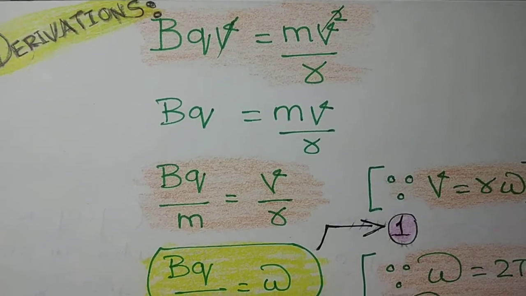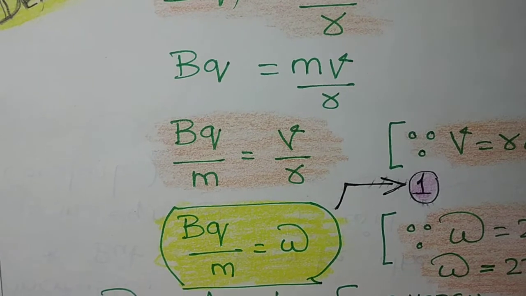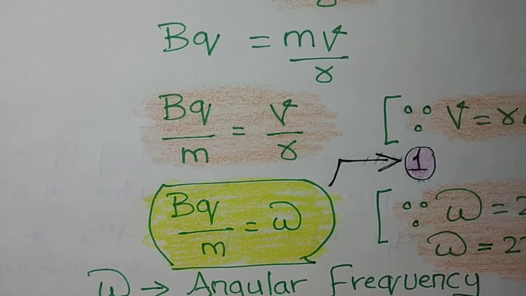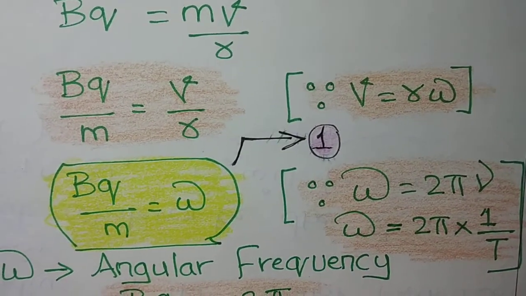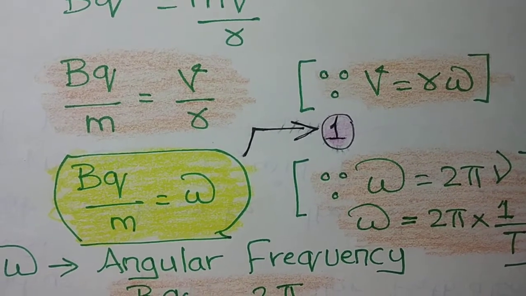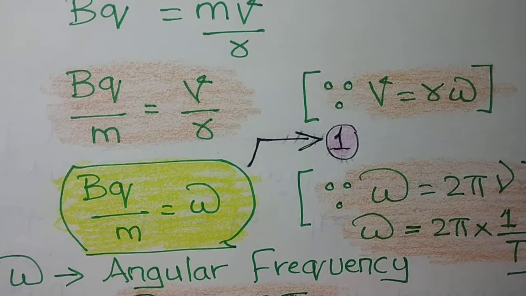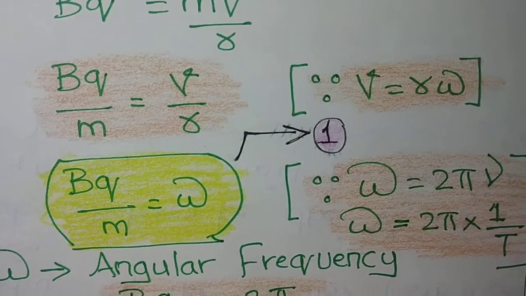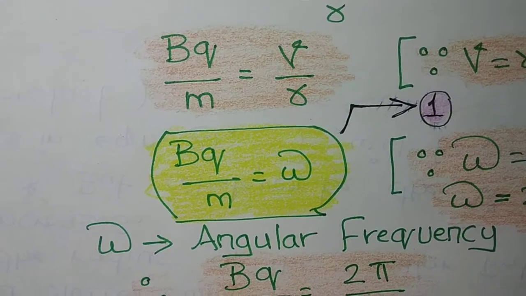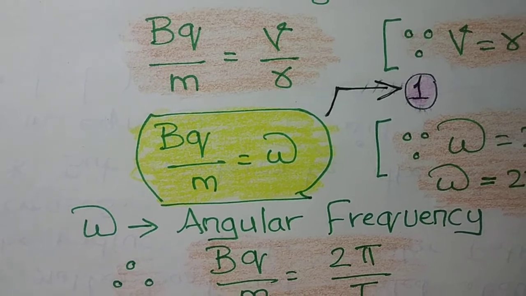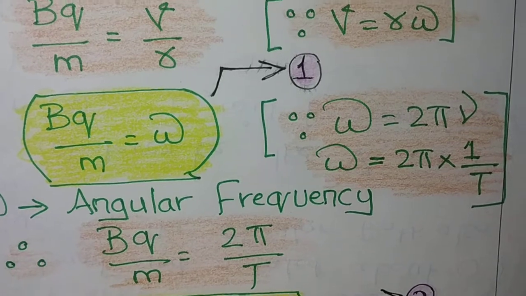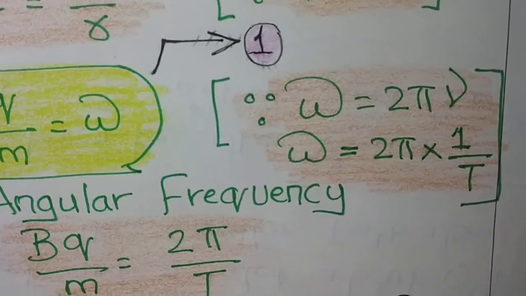Here one v gets cancelled, the equation becomes BQ is equal to mv by r, or else we can write it as BQ by m is equal to v by r. We already know the relation between linear velocity v and angular velocity omega. So v is equal to r omega. From that relation, we get v by r is equal to omega. So here, BQ by m is equal to v by r, which is equal to omega, which is taken as equation 1.